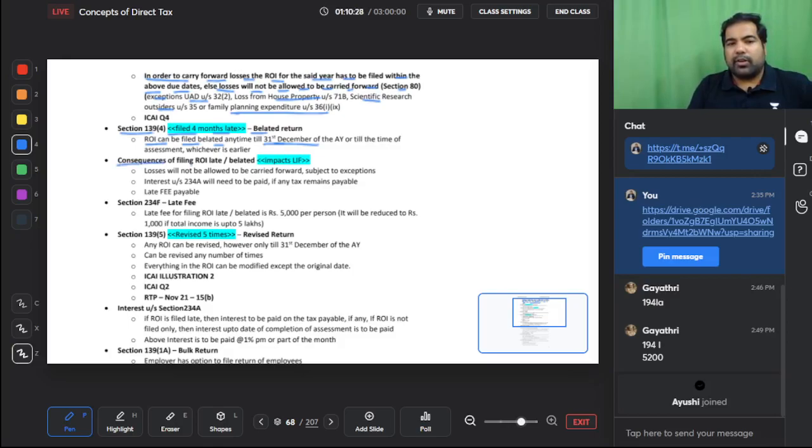Consequences of filing your return late impact your life: losses, interest and late fee. What is late fee? It's 5,000 rupees per person and will be reduced to 1,000 if the total income is up to 5 lakhs.